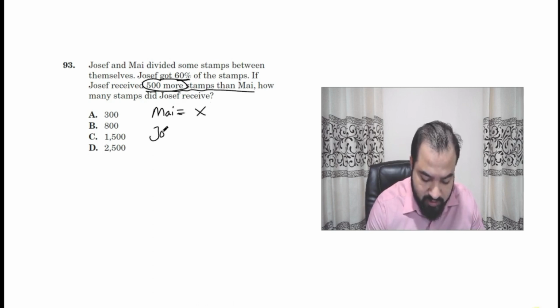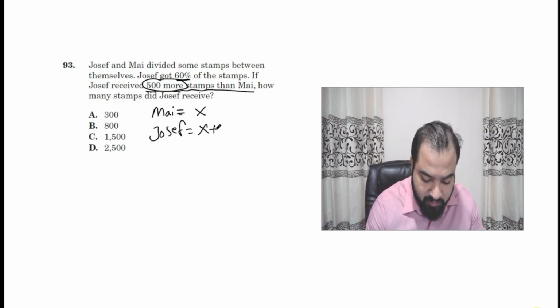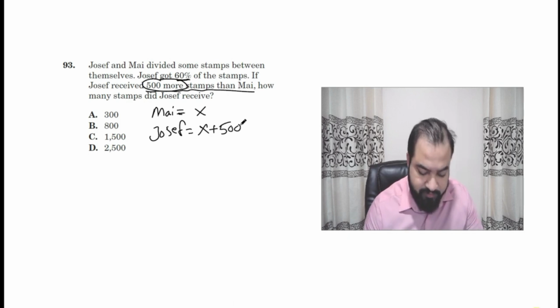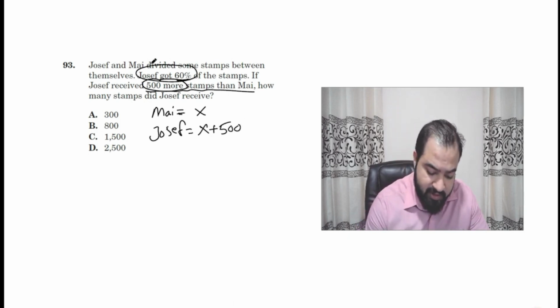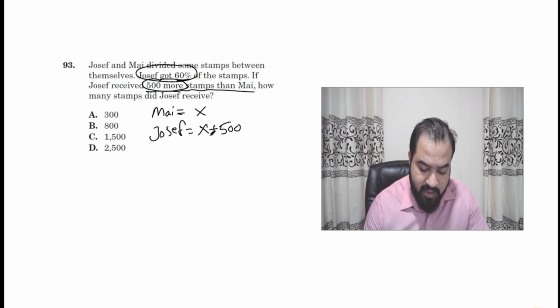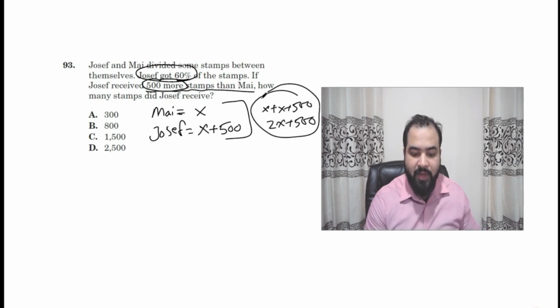And Joseph received 500 more than her, which is X plus 500. Joseph got 60%. So we know that May is X and Joseph is X plus 500. So the total they have is X plus X plus 500, which is 2X plus 500. That's the 100% total of May and Joseph.